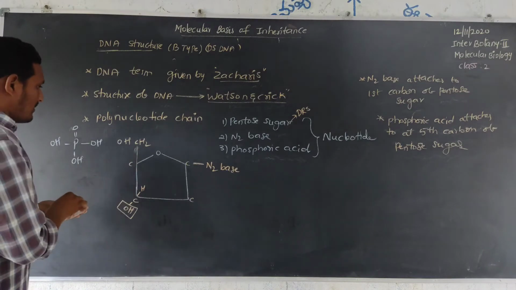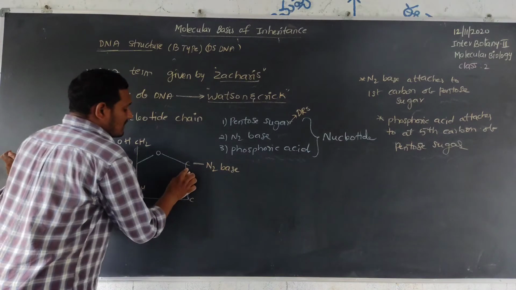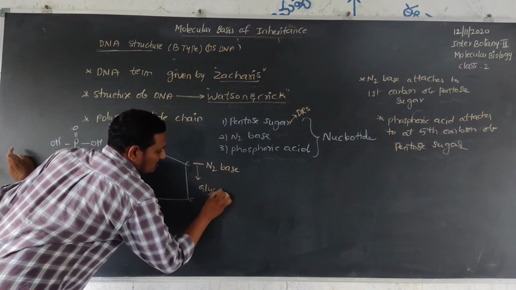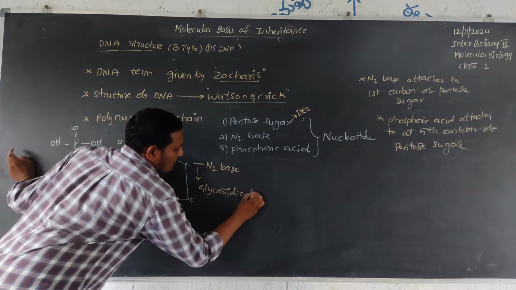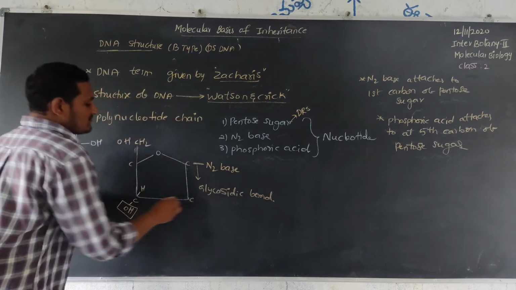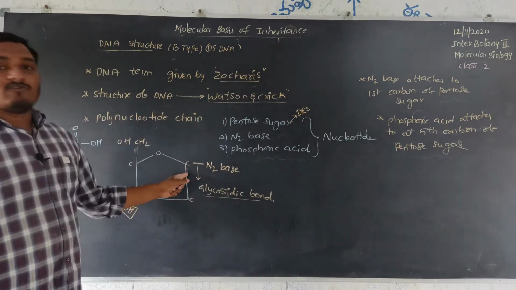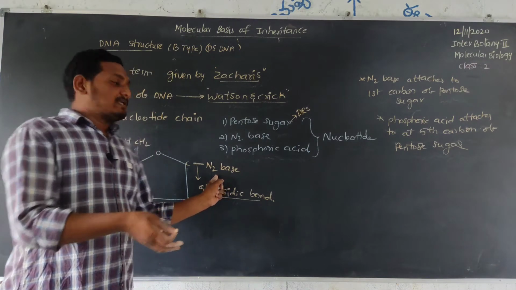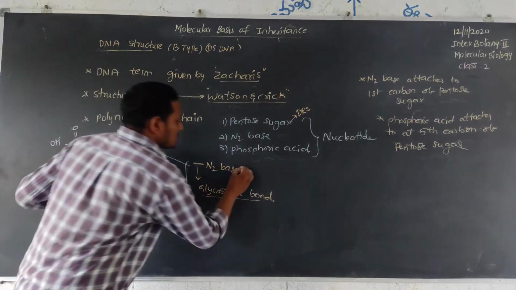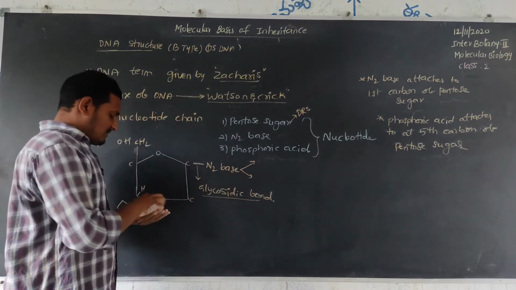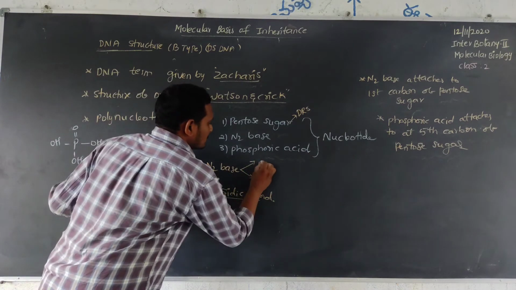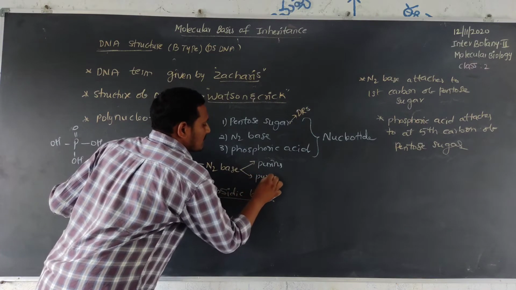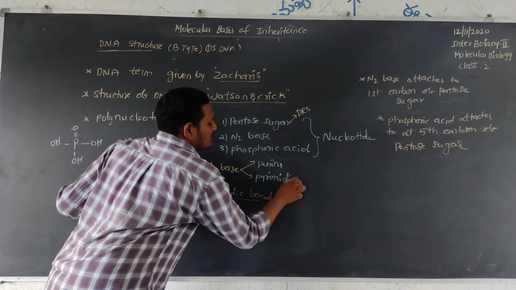Next, the bond formed between carbon number 1 and the nitrogen base is the glycosidic bond, which is formed between the first carbon of pentose sugar and the nitrogen base, either adenine, guanine, thymine, or cytosine. Two types of nitrogen bases are attached: purines as well as pyrimidines.